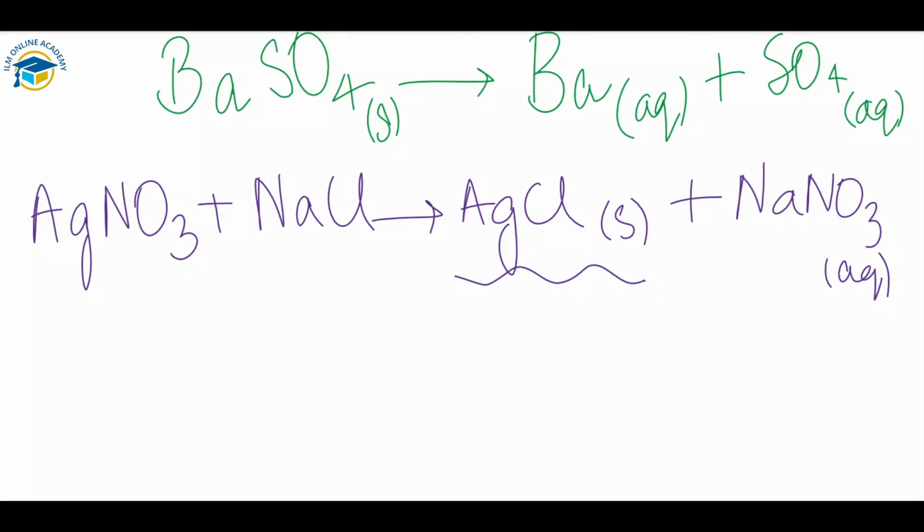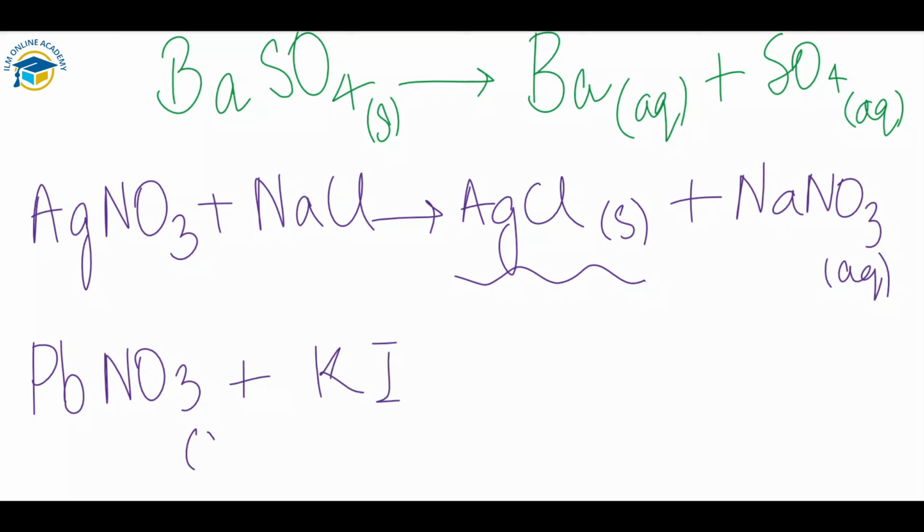Next, for the precipitation reactions, we have another example: yellow lead iodide is formed by mixing lead nitrate and potassium iodide solutions. This is the lead nitrate and we have potassium iodide solutions. Both are solutions, so they are present in the aqueous form. When they react together, they produce a solid lead iodide.